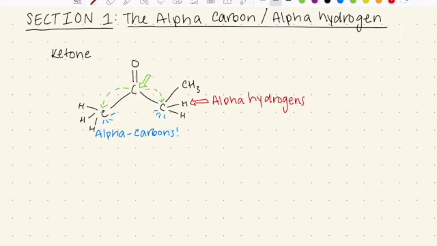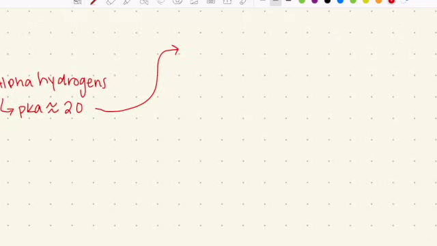Now what makes them so special? Well, these alpha hydrogens are acidic. They have a pKa of about 20. This is because of their proximity to the carbonyl group.